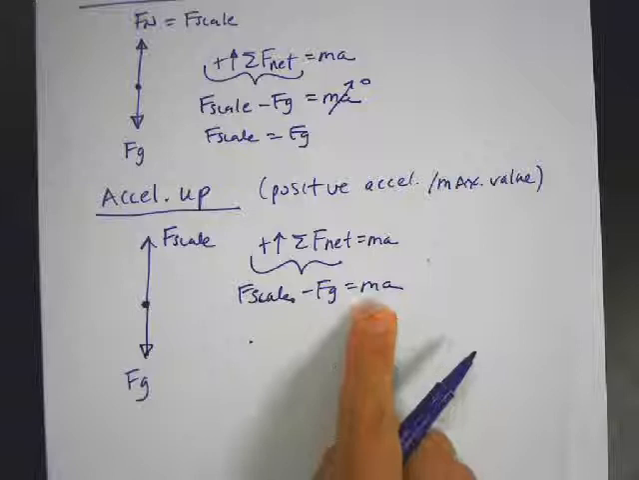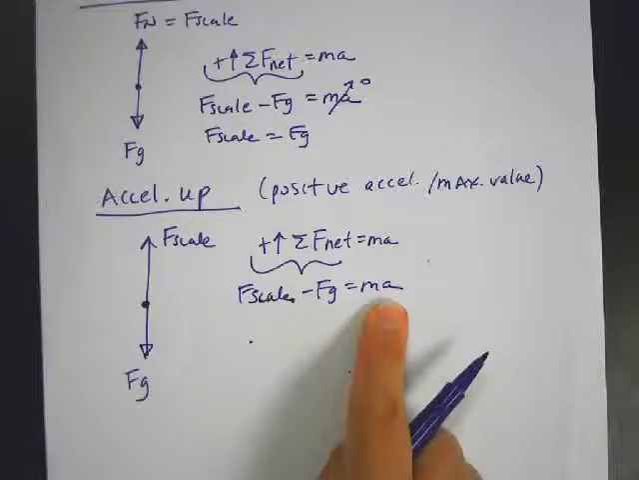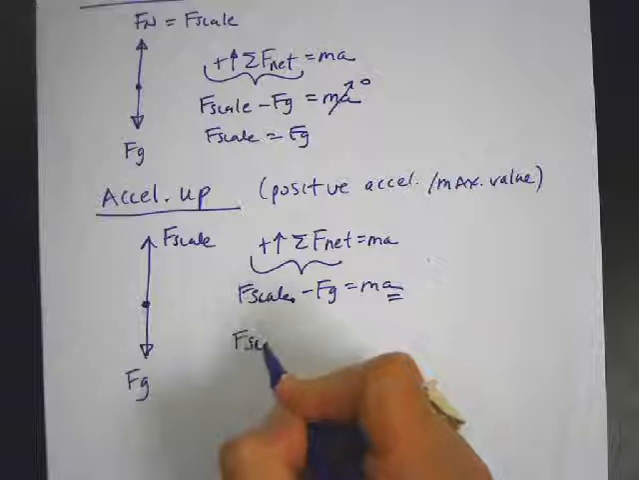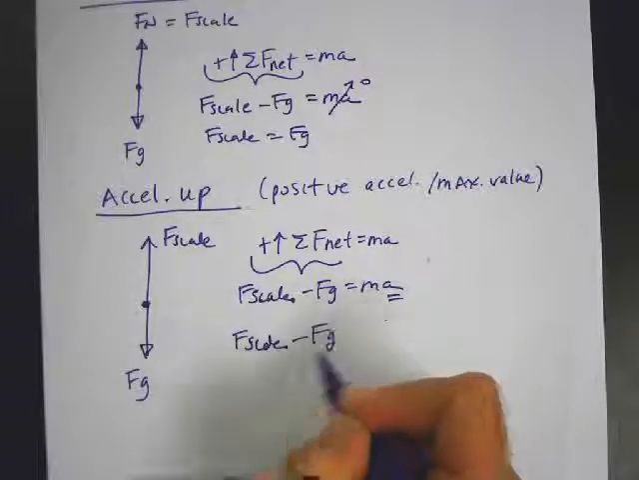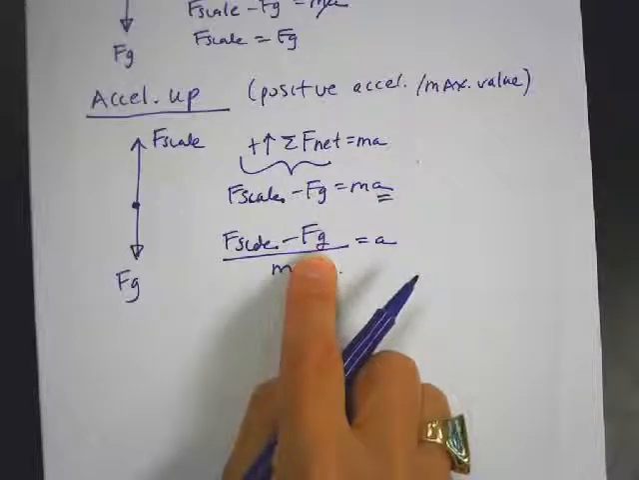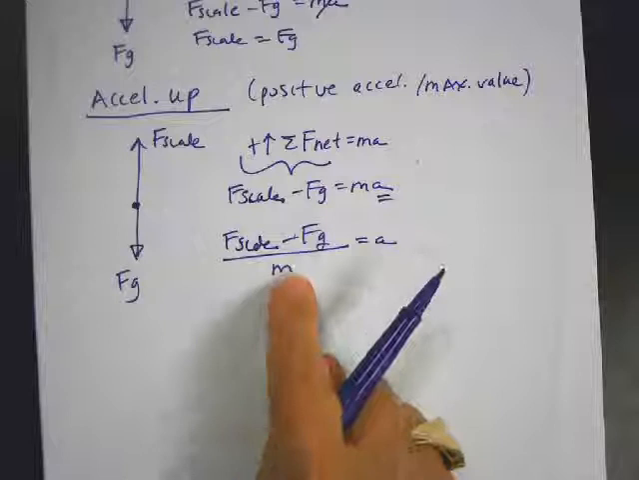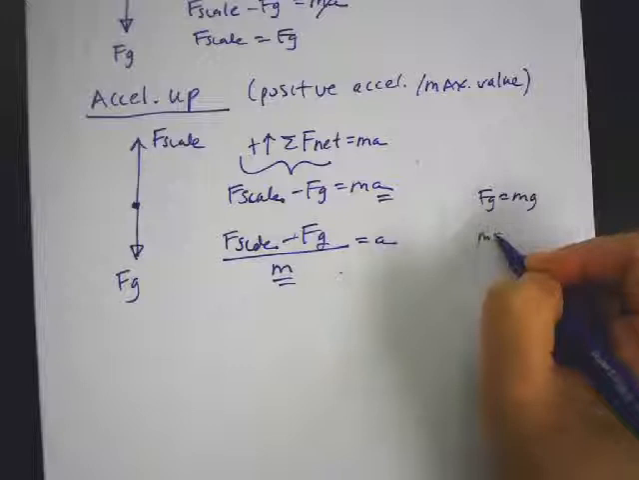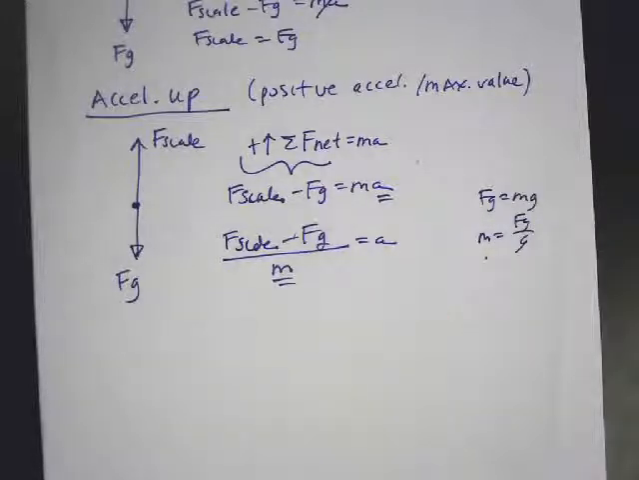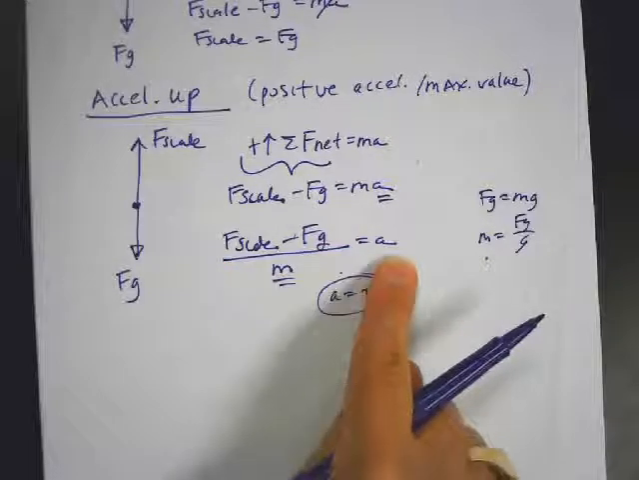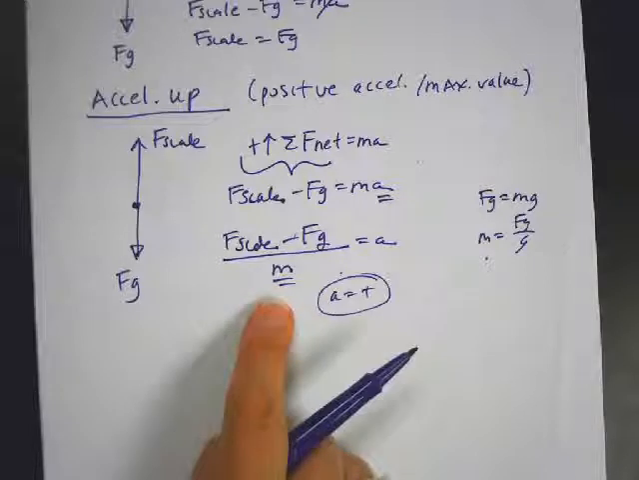Now, in part of this lab, I want you to calculate the acceleration of the elevator. So if I rearrange this equation to solve for the acceleration, I'm going to have F scale minus Fg over m is equal to a. Now I know F of g is going to be my weight, mg, but this is my reading anyway. So in order to find my mass here, we know F of g is equal to mg, so mass is equal to my weight over g to substitute in here. So now I'm going to get the positive acceleration of the elevator.